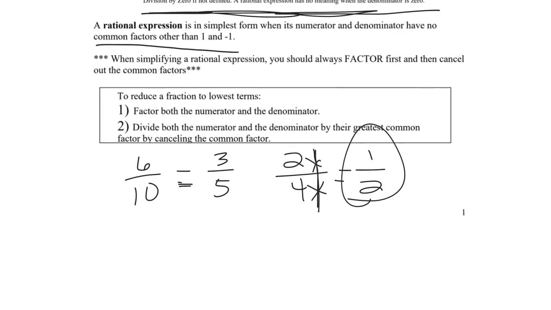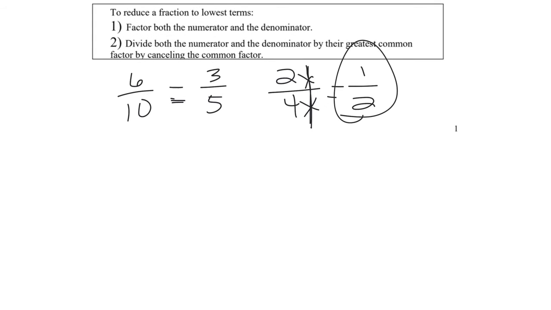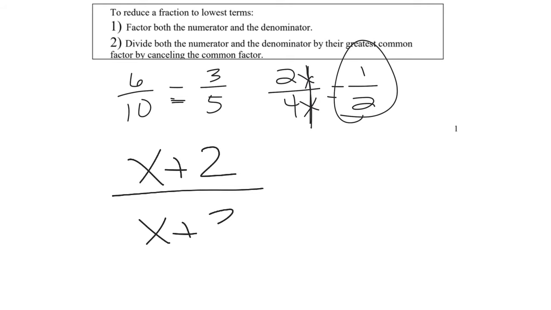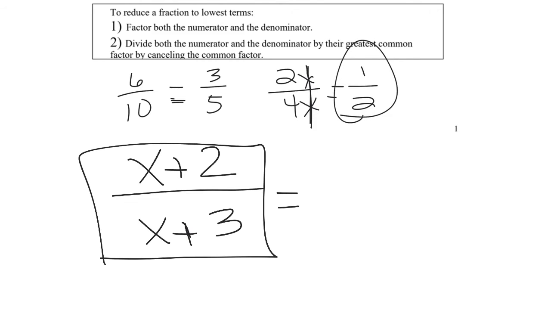Now we're going to get into some stuff that's a little bit harder. But if I have x plus 2 over x plus 3, I cannot just simplify those. I can't do that. That's not allowed. You can't do anything with this. This is simplified as much as possible.